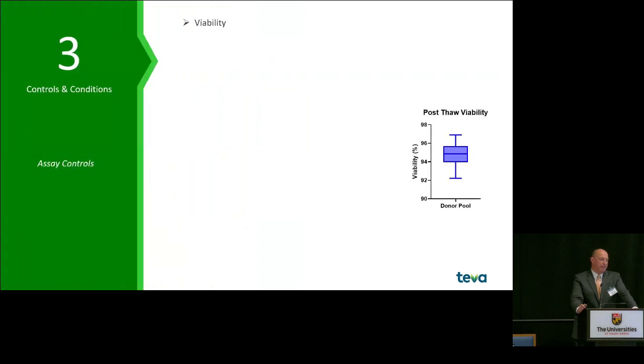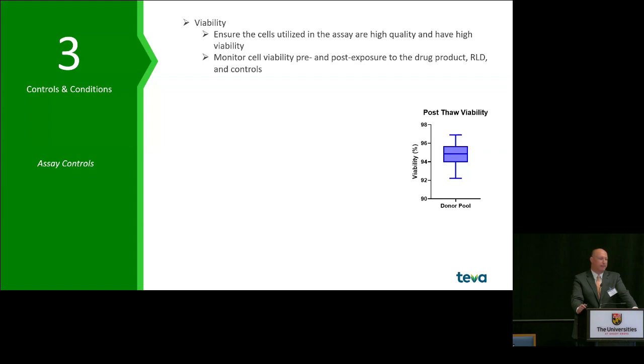Moving on to our controls and conditions. For assay controls, viability is number one. We always want to ensure that the cells that we use in our assay are high quality and have high viability. We monitor the cell viability both pre and post exposure to the drug product, the RLD, and the controls, just to make sure that the final readout has not been skewed by the results of the stimulation.